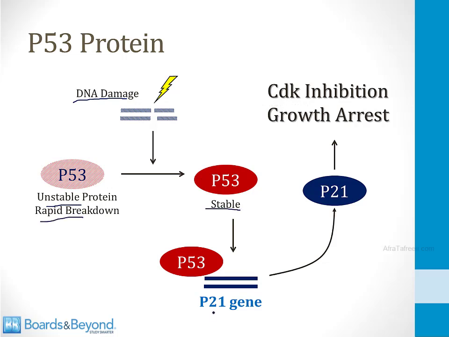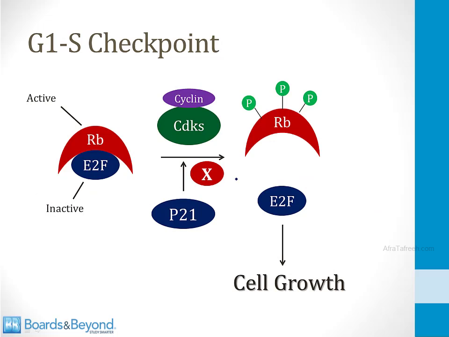It can then go and promote transcription of the p21 gene, which will lead to synthesis of the p21 protein. And the p21 protein can inhibit cyclin-dependent kinases and lead to growth arrest. And just to tie this into what we talked about before, earlier I showed you how cyclin CDK complexes can release the inhibition of E2F so that E2F can go and promote cell growth.